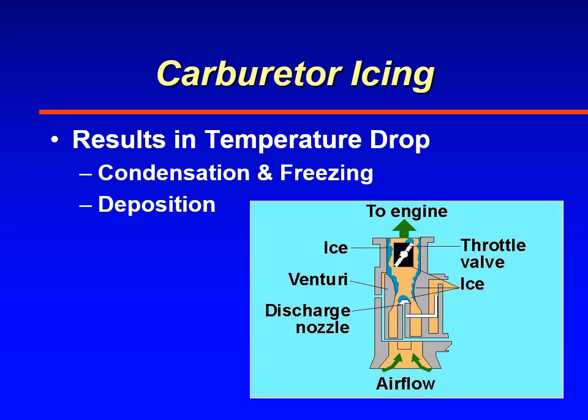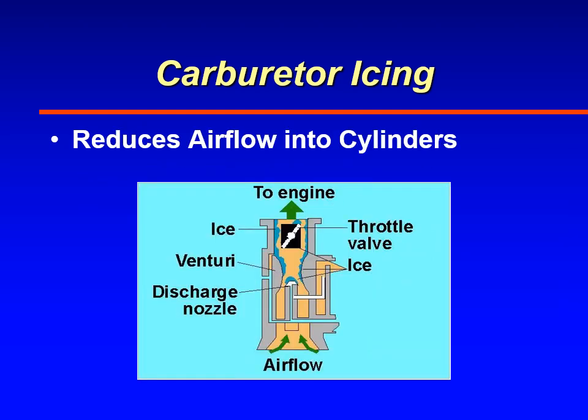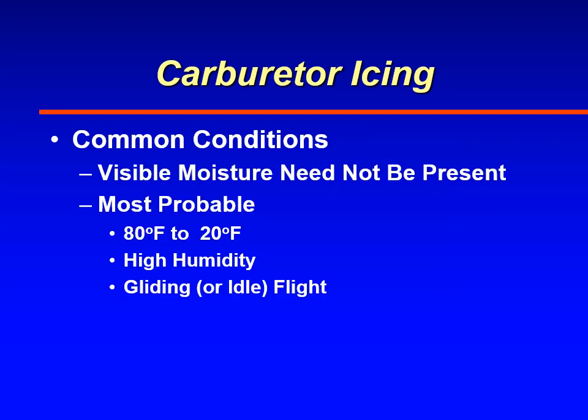So you'll have the condensation and freezing on the throttle valve, also in the venturi. Sometimes it'll go straight from the water vapor phase to the solid, where you have deposition forming on the inside of the venturi. But typically it's usually water droplets that form and freeze on contact. And when that happens, it reduces the airflow going into the engine, and the engine is starved of air for combustion. So the common conditions you need are typically high relative humidities or very high dew points.